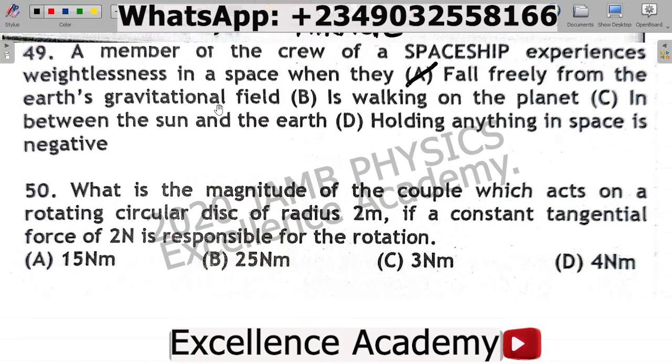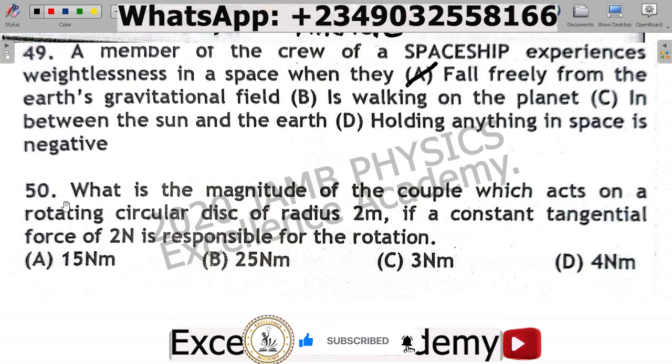That's A. Now for this question, you want to note that when we talk about weightlessness, weightlessness is simply the state of being free from the effects of Earth's gravity. So if the member of the crew falls freely from the Earth's gravitational pull or Earth's gravitational field, he or she will experience weightlessness. So A is the correct answer.